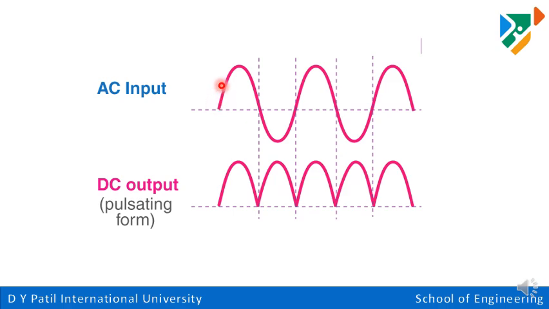So see, this is my AC input waveform. During the positive cycle, we will get the output voltage. During the negative cycle also we will get the output voltage, and the cycle keeps repeating. So in each cycle, what we will get? Two diodes conducting.